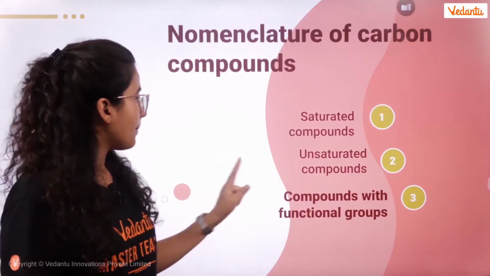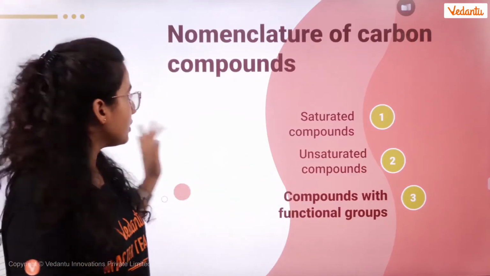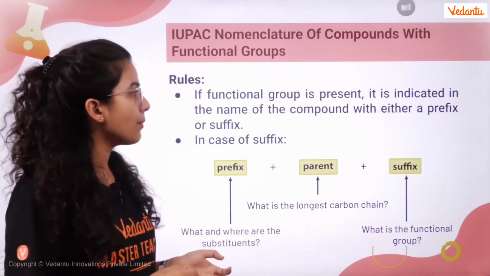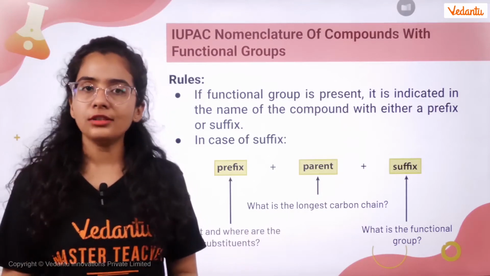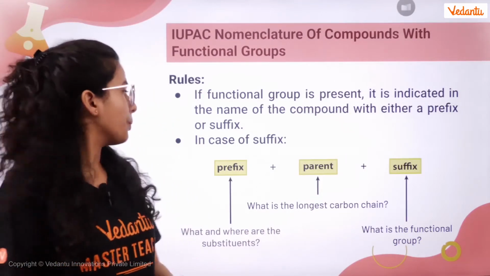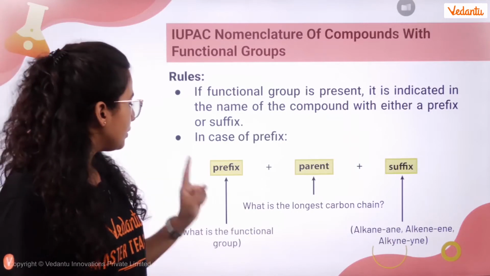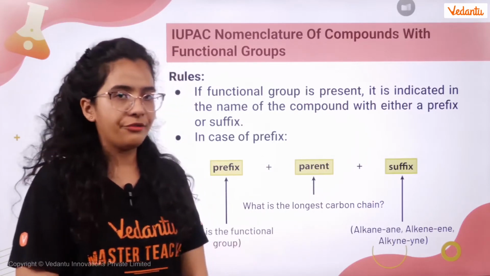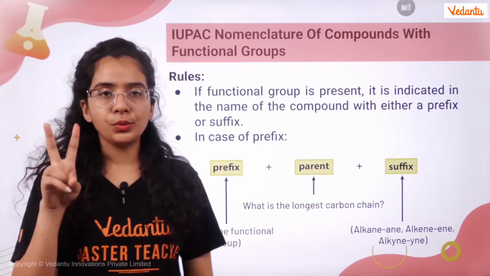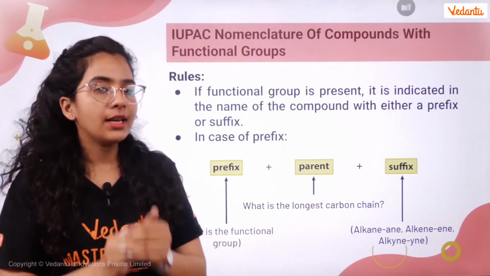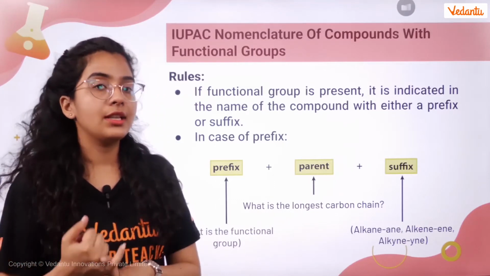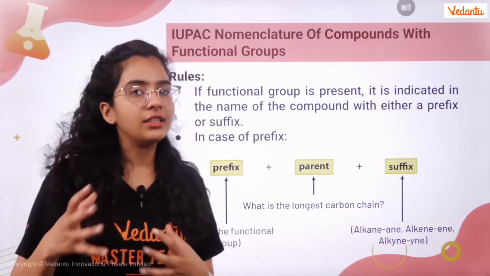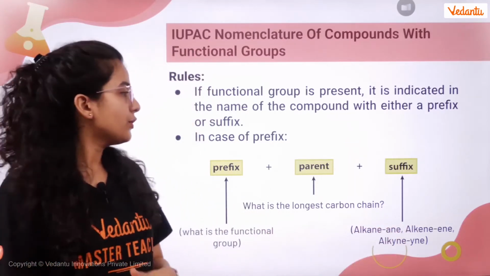Now, let's talk about those compounds which have functional groups in them. If a functional group is present, it's indicated in the name of the compound with either a prefix or suffix, depending on what kind of functional group it is. So you see parent chain, root word, prefix which comes before the root word, suffix which comes after the root word, right? Suffixes are of 2 types. One is used to indicate the kind of compound, whether it's saturated or unsaturated. Ane is for saturated, ene and ine are for unsaturated. Ene is for double bond, ine is for triple bond.